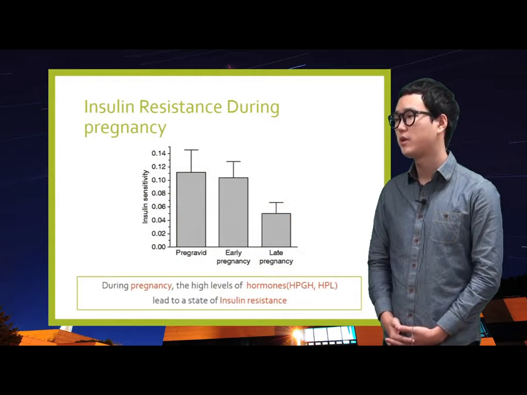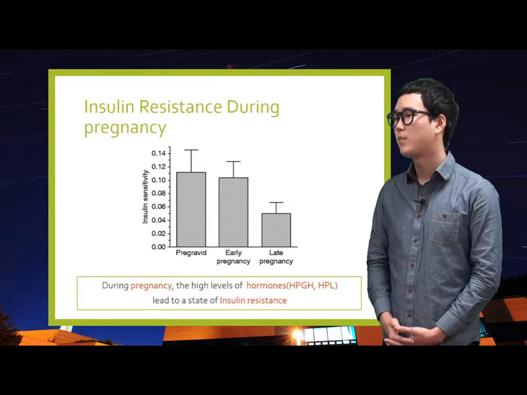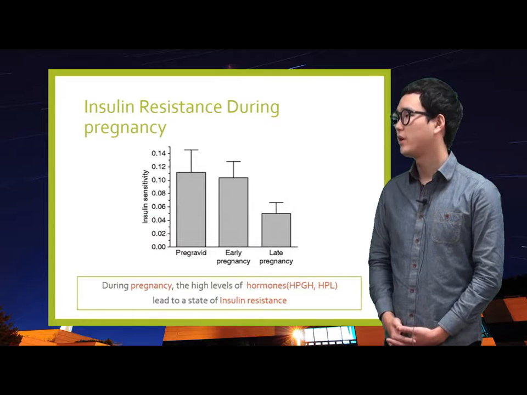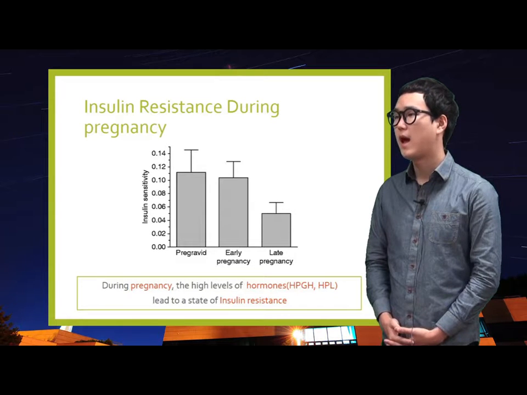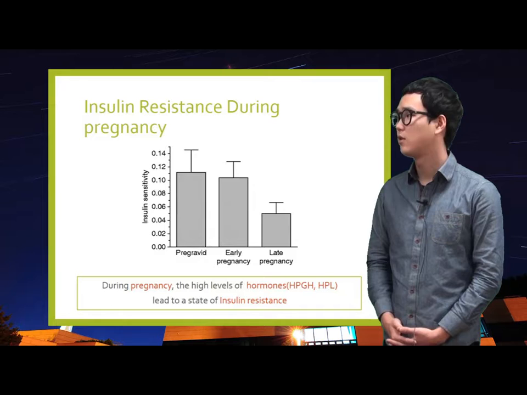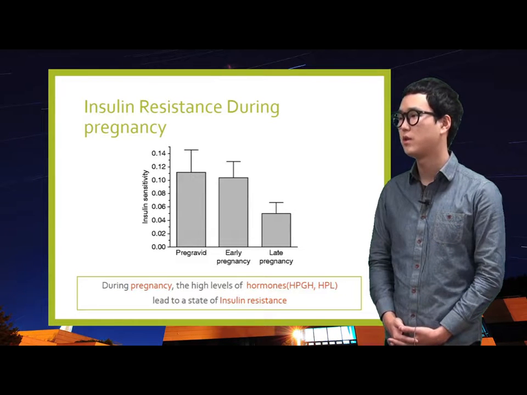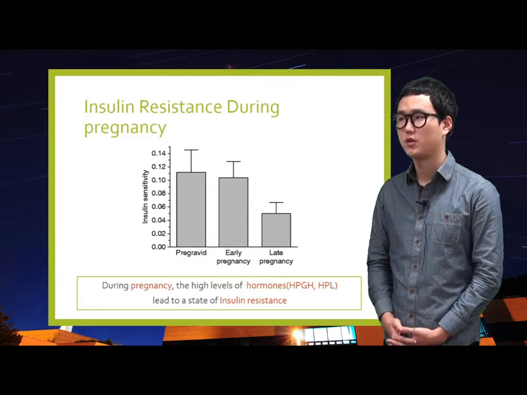Interestingly, insulin resistance is not only caused by diabetes, but also by pregnancy. During pregnancy, high levels of placental growth hormone, placental lactogen, and circulating insulin-like growth factor 1 lead to a state of insulin resistance and increase the basal hepatic glucose production.